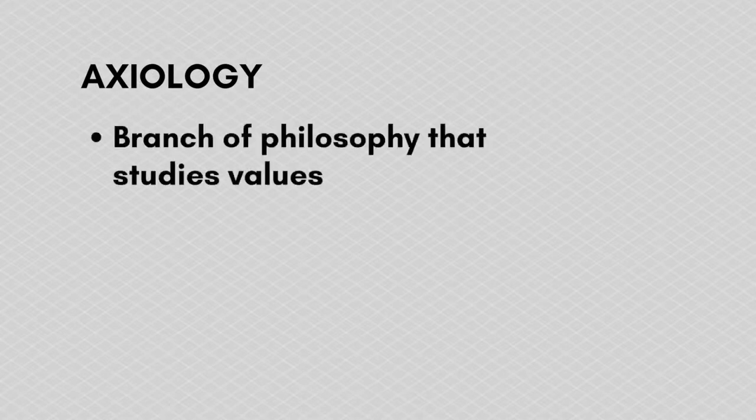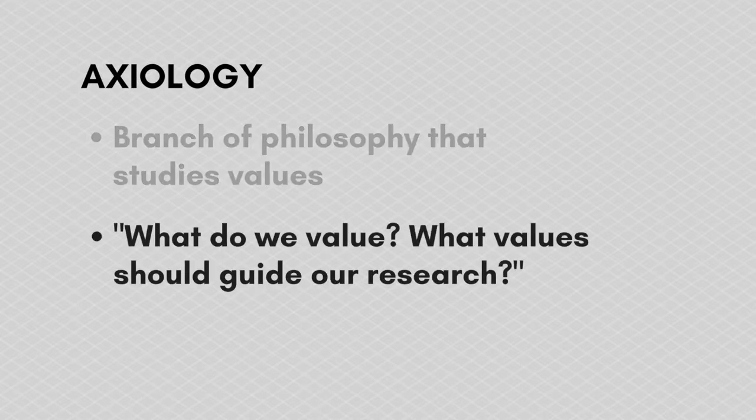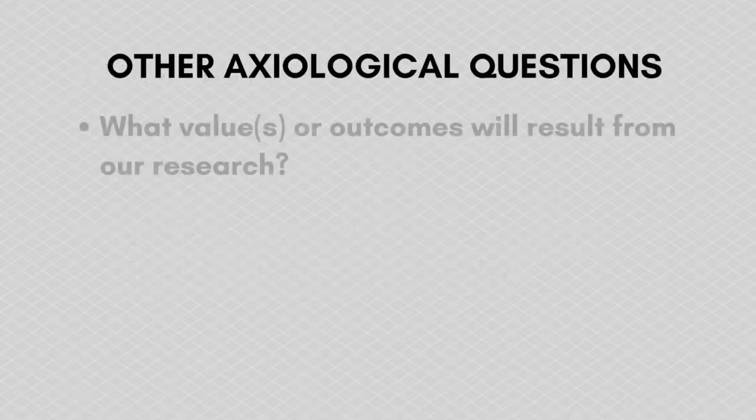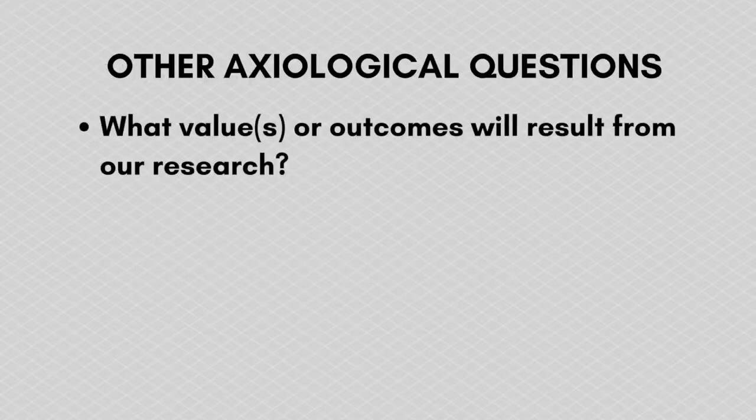And third, let's talk about axiology. Again, we'll go from general to specific. This is a branch of philosophy that studies values. They ask questions about the values that guide our research to begin with. For example, what do we consider to be good or bad, right or wrong, beautiful or not? What do we value? Another axiological issue is what values might result from or be the outcome of our research.